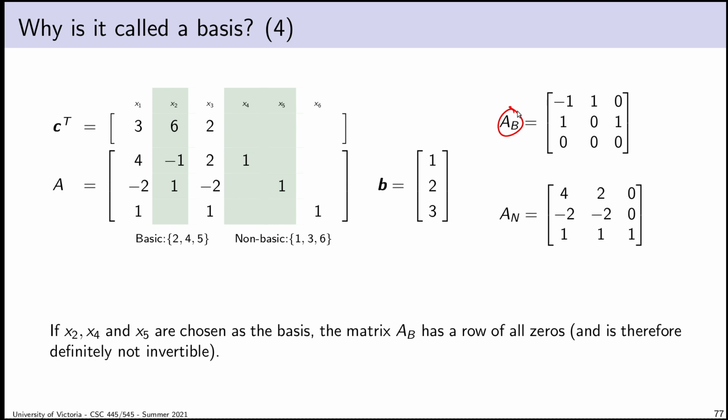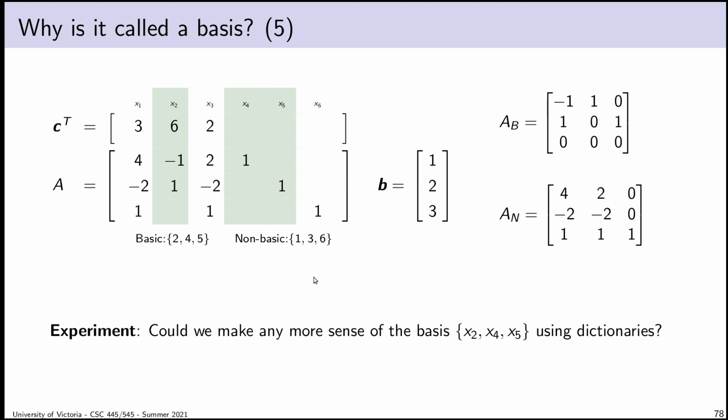So to avoid being disheartened, let's go back to that old standby. Let's think about what would happen in the dictionary-based method with this basis. Is this a real basis? Am I allowed to work with this at all? And so maybe I could do an experiment and try and figure out what's gone wrong here. Like, what would I do with x2, x4, x5 in a dictionary?